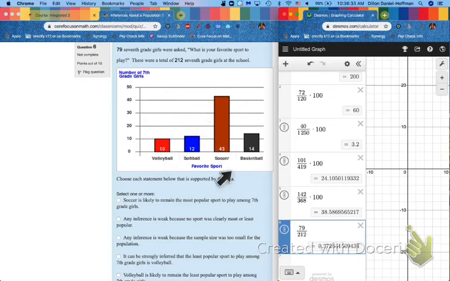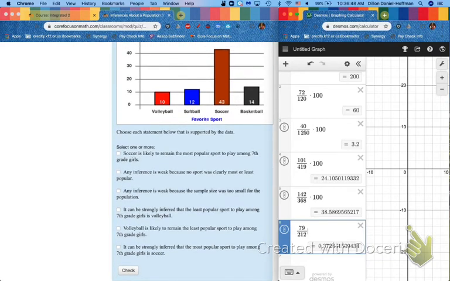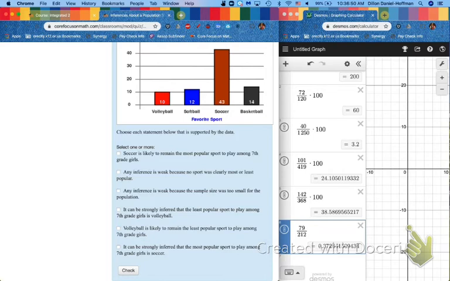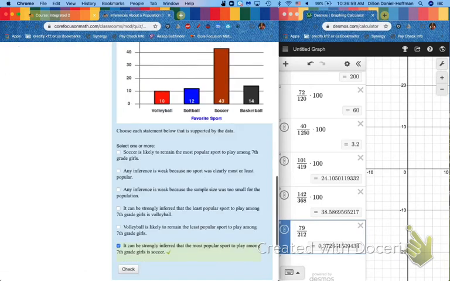But soccer being 29 greater than basketball, that is such a large amount that I'm going to assume from this data that it is going to be a trend for the whole school. We know, not that it's going to remain the most popular, again, we can't predict the future, but I could strongly infer that right now, at this moment in time, the most popular sport to play among 7th grade girls is soccer. Again, yours might be a different sport, different setup, but it's going to be a similar kind of thing.